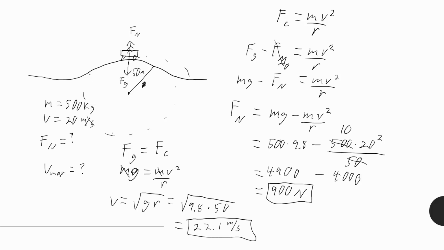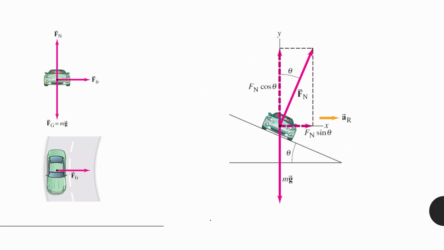So it turns out we were going pretty close to the maximum speed in the first example when we were going 20, but we could have gone a little faster and still not flown off the road. Alright, let's look now at something a bit more complex. Cars going around banked roads.